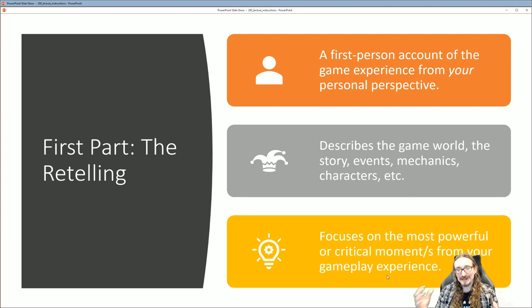And so as you're thinking about all this, obviously you're not going to put all of this into your paper. Instead, you want to be thinking about the most powerful or critical moments from that gameplay experience. It might not be something that happened at the start of the game. It might be something that happened in the middle, towards the end, but just some part of that game when it really grabbed you and you were really engaged and having some emotional content there. That's what we want to focus on.